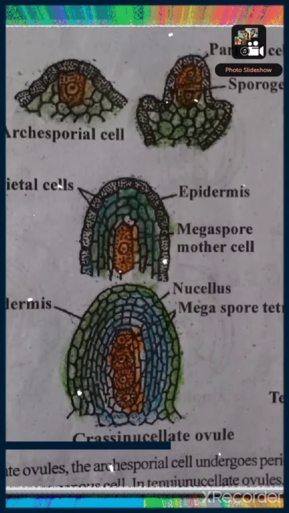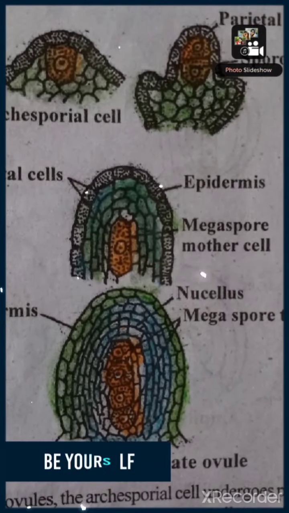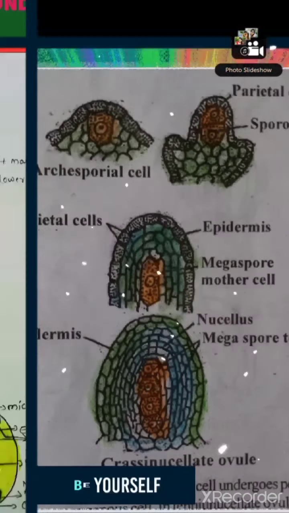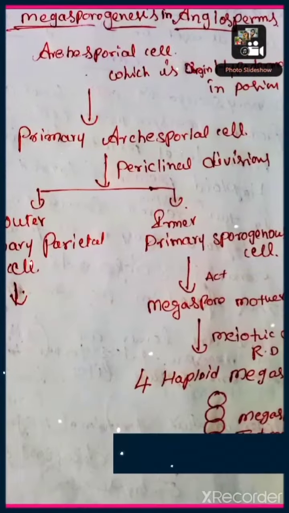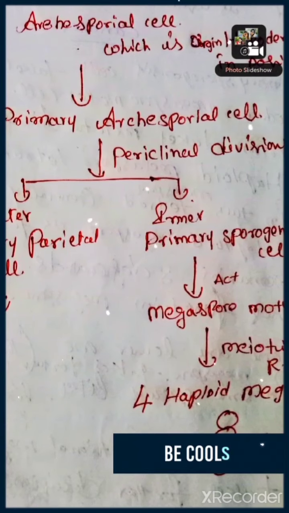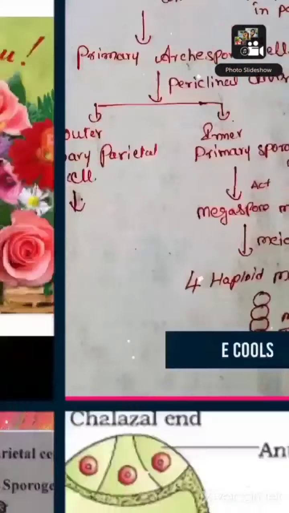Today in this video, I am going to talk about megasporogenesis in angiosperms and structure of embryo sac or female gametophyte.